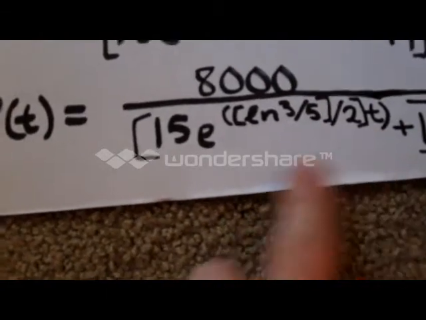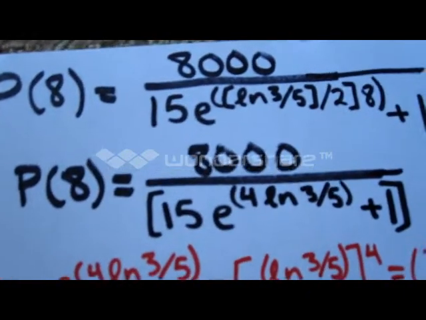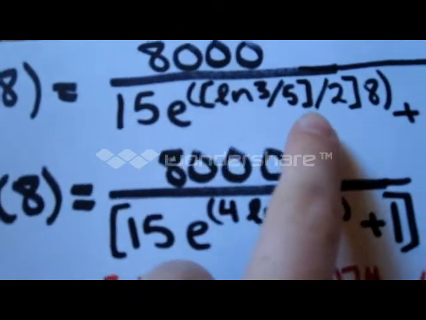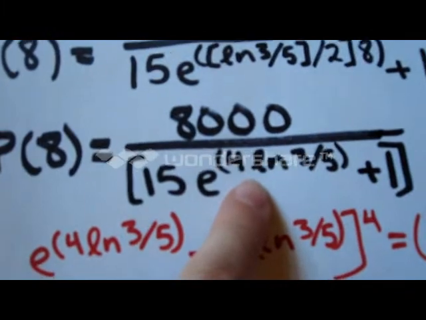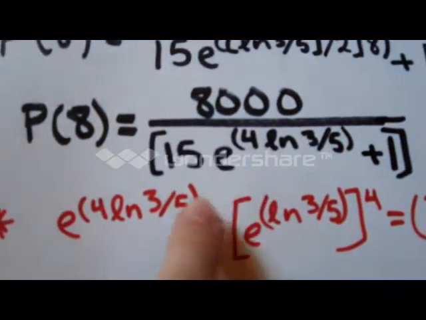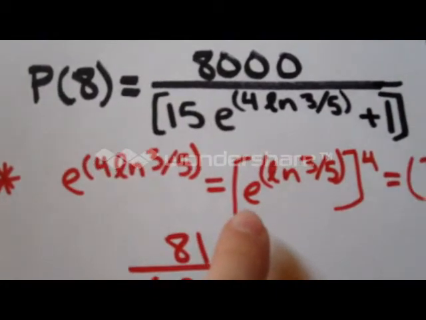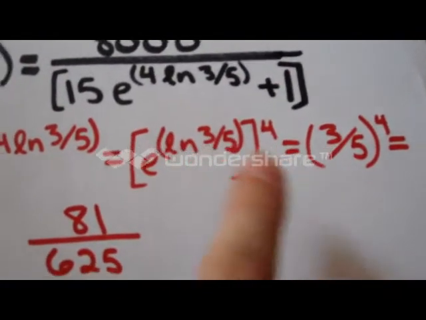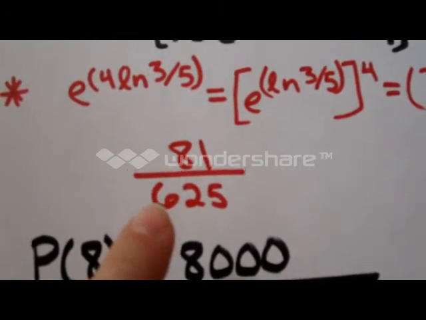Now this is where you're going to plug in your 8 months for your t to find the population at 8 months. So you plug that in, and the natural log of 3/5 over 2 times 8 simplifies to be 4 natural log of 3/5. So you can say e to the 4 natural log of 3/5 is the same as 3/5 to the 4, because the e and the natural log are going to cancel out and the 4 is going to be an exponent. And that's the same as 81 over 625.